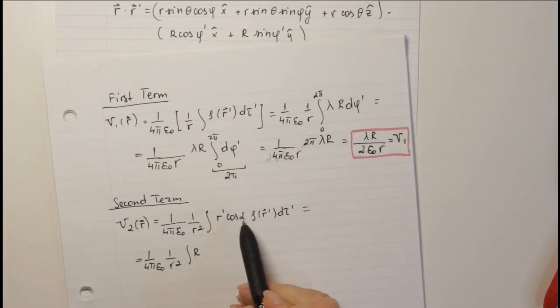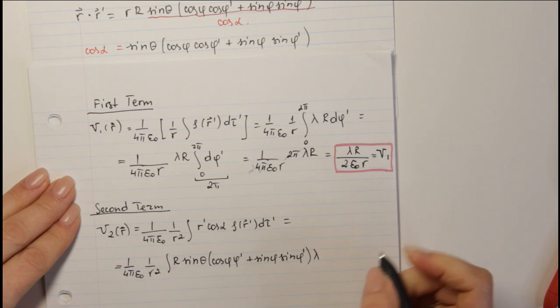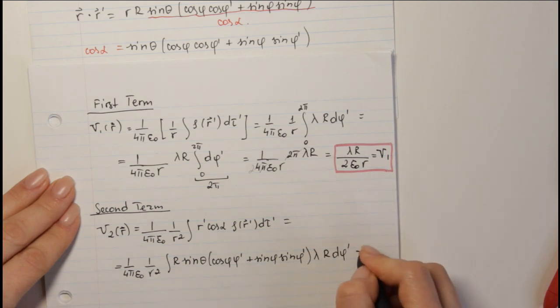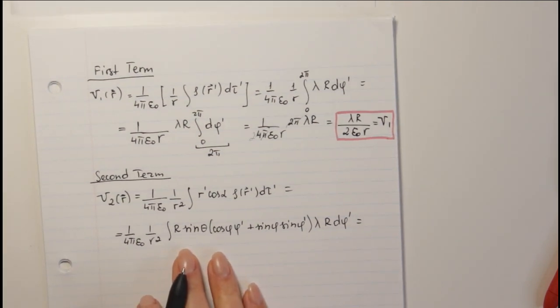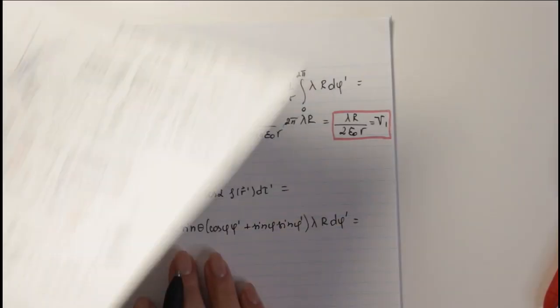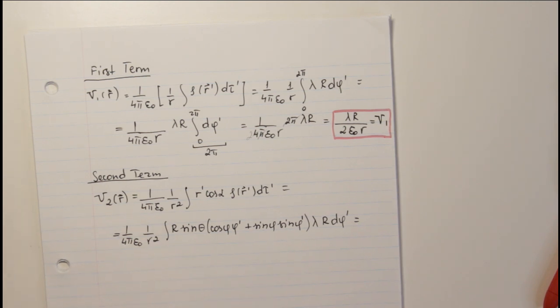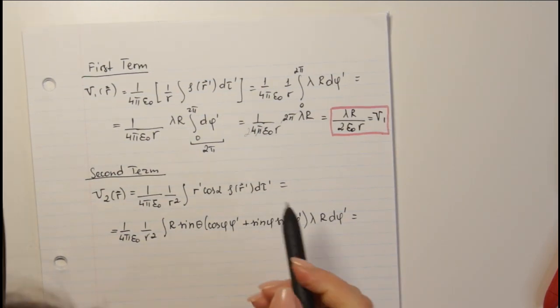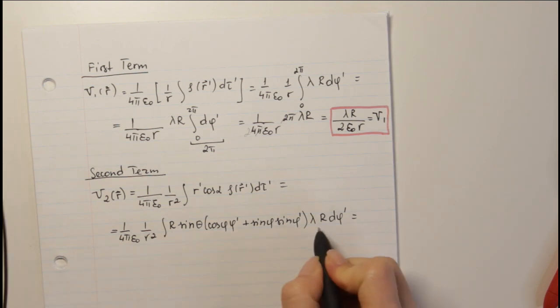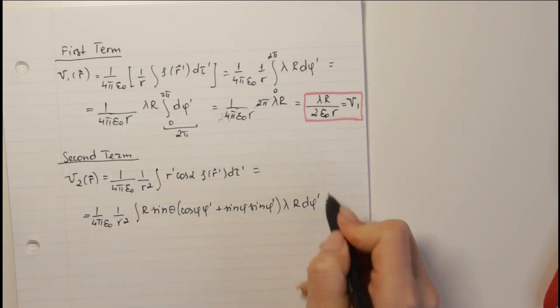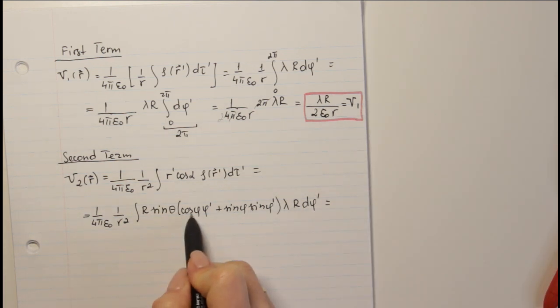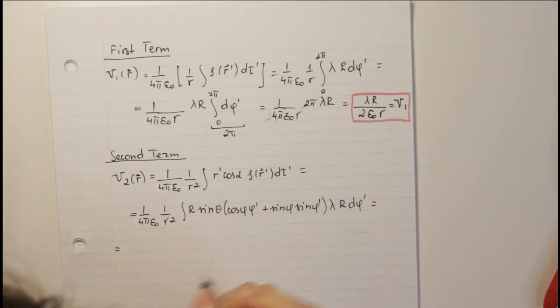Okay, our cos alpha is a little bit more involved. Then our lambda r d phi prime. That's our integral for the second term. It looks a bit intimidating at first, but in fact it's not very difficult at all. Let's do some rearranging and taking out some constants. R is constant, lambda is constant. This r is constant, too. And the sine theta can also be treated as constant because we are integrating with respect to phi prime. Therefore, this cos phi and this sine phi are also constants for this integral.